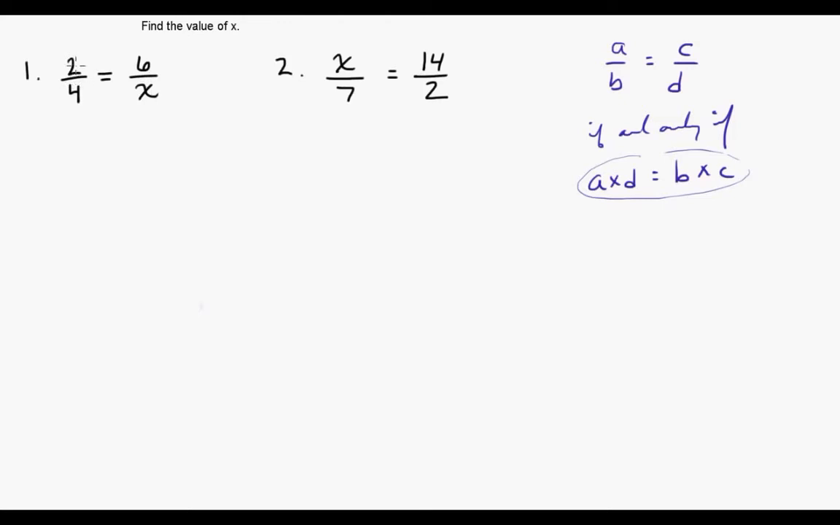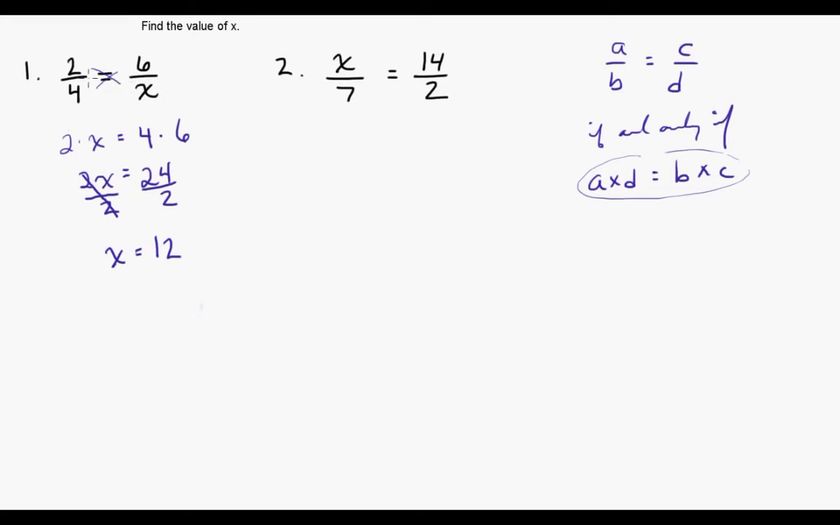So in our first example, we have 2 over 4 equals 6 over x. So we're going to take the cross product. So we're going to get 2 times x equals 4 times 6. And now all we have to do is just simplify this. So 2 times x is 2x. 4 times 6 is 24. We're going to isolate the x now, so we're going to have to divide both sides of the equation by 2. So this 2 is going to cancel out with that 2, leaving x by itself, and 24 divided by 2 is 12. So if we haven't made any arithmetic mistakes, that x should be equal to 12.